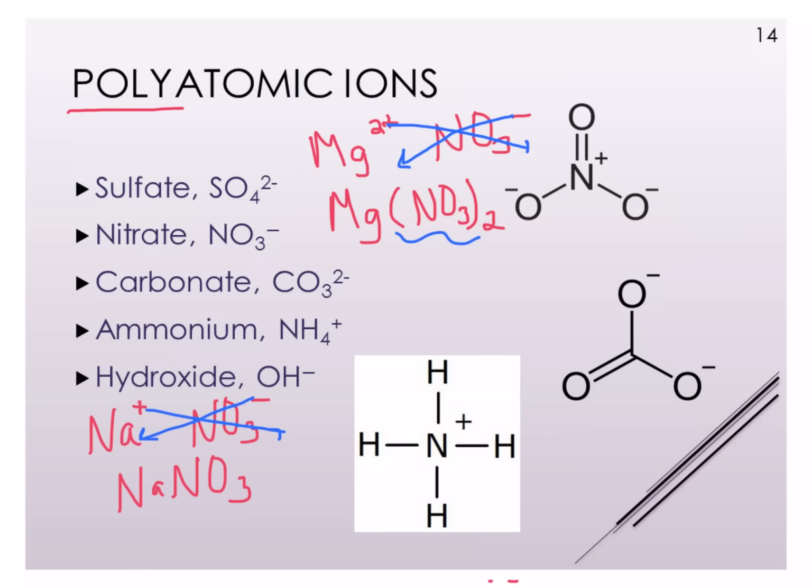The only time we have to use parentheses is when there are multiple of these polyatomic ions, we need to put parentheses around it and use the subscript because that says we have two of those groups. So for something like magnesium sulfate, where magnesium has a 2 plus charge and sulfate has a minus 2 charge, I only have one magnesium and one sulfate, so I don't need to include parentheses there, much like I didn't need to include them here with the sodium nitrate.